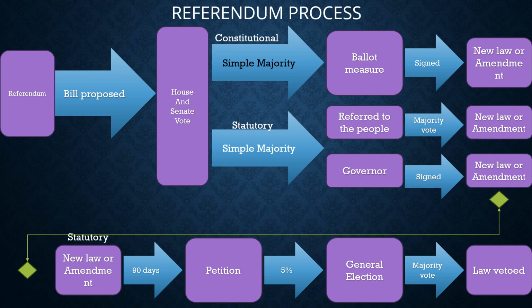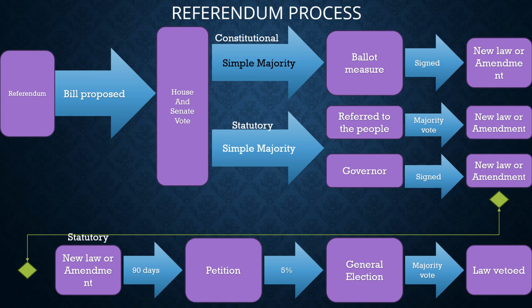Under the statutory referendum, a simple majority is needed to pass both the House and the Senate. At this point, the legislature can choose to send it to the governor, who, if approving, signs it, in which case it becomes a new law or amendment. Or they may choose to go around the governor and refer it automatically to the people, which becomes a ballot measure. Once this ballot measure gets a majority vote, it becomes a new law or amendment. In the case that it does not get a majority vote, then the bill dies on the ballot.